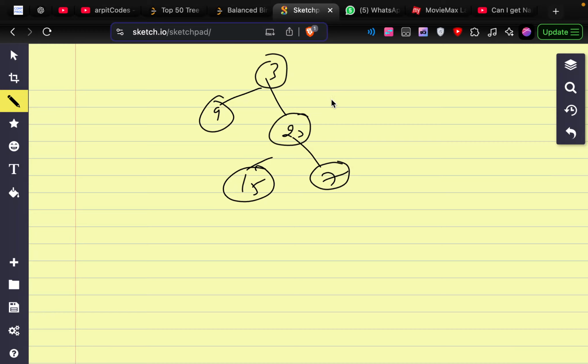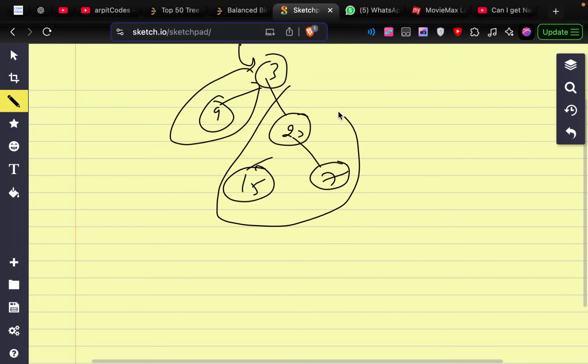Every node should be such that the height of its left subtree and the right subtree, the difference between their heights, should not be more than one. So if I come here, the subtree, this part and this part, the difference between the heights of both these parts should not be more than one, right? So if I check this particular case, 3 has two subtrees, 9 and 20, 15, 7, the right one. So how do you check?